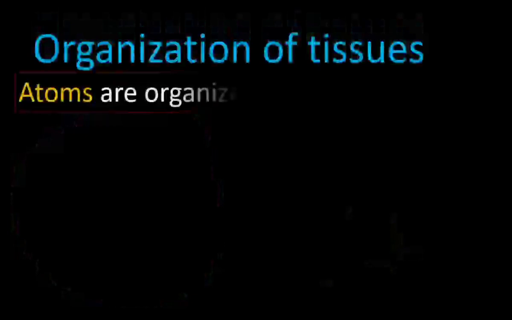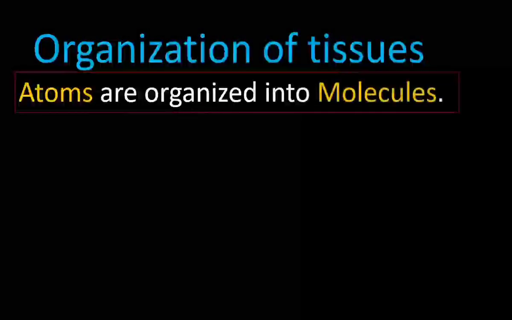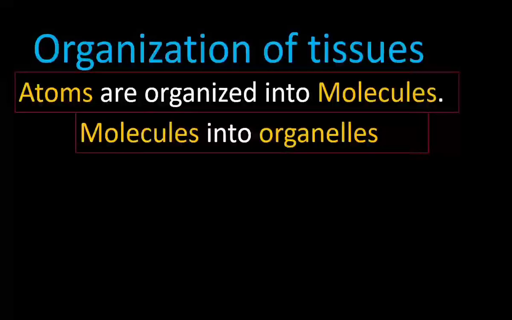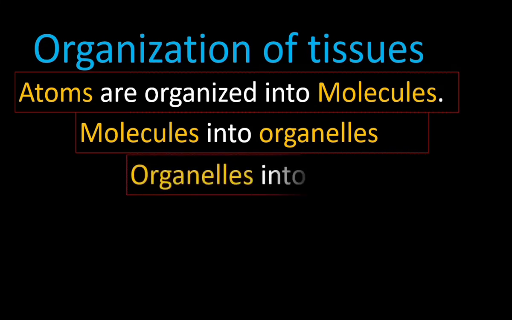Now let us learn how the tissues are organized. We know atoms are organized into molecules. Molecules together form organelles. Do you know the name of some cell organelles? We have already learned different cell organelles in lower classes. They are mitochondria, chloroplast, ribosomes, endoplasmic reticulum. These organelles are organized into cells. Every cell is made up of various organelles.